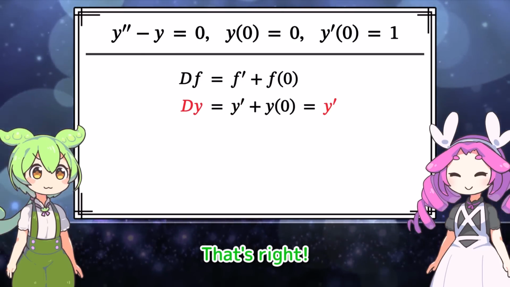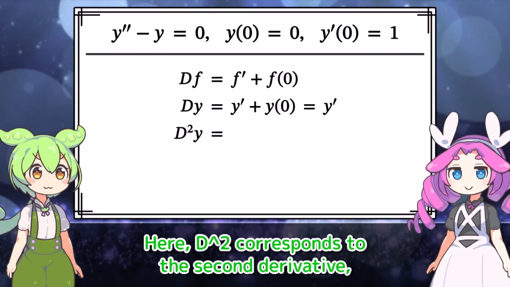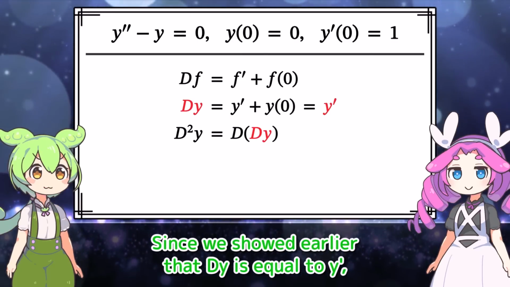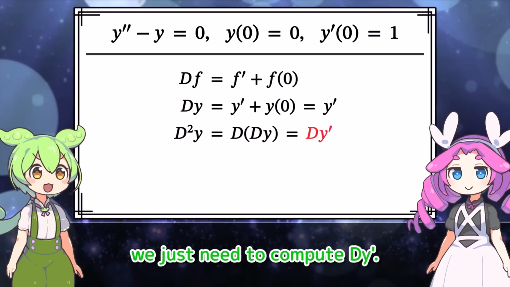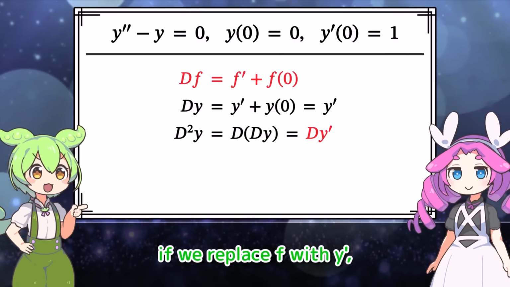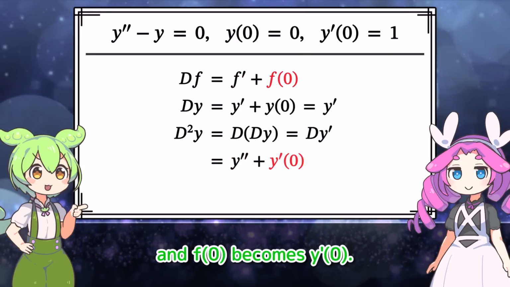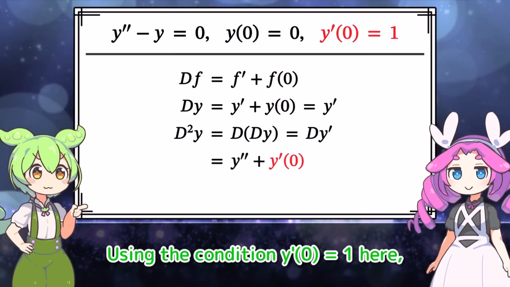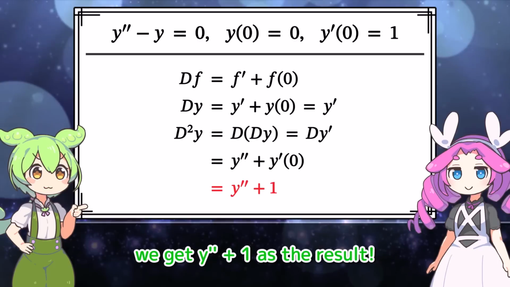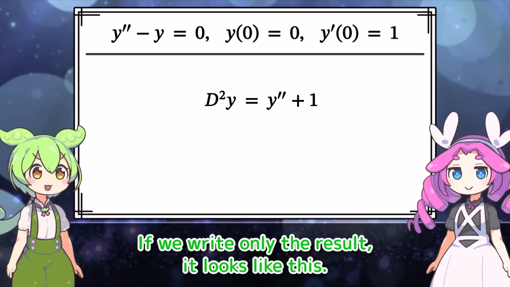That's right. Next, let's compute d squared y. Here, d squared corresponds to the second derivative, meaning we apply d to dy. Since we showed earlier that dy is equal to y prime, we just need to compute dy prime. Now applying our formula again, if we replace f with y prime, then f prime becomes y double prime, and f of 0 becomes y prime of 0. Using the condition y prime of 0 equals 1 here, we get y double prime plus 1 as the result. That turned out to be a simple result. If we write only the result, it looks like this.